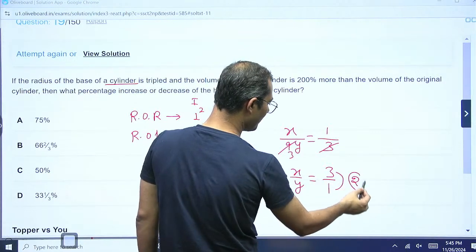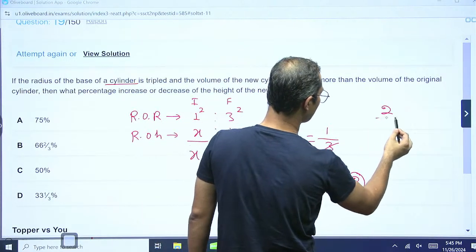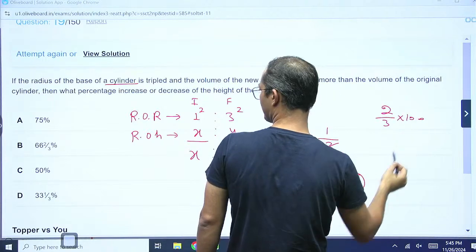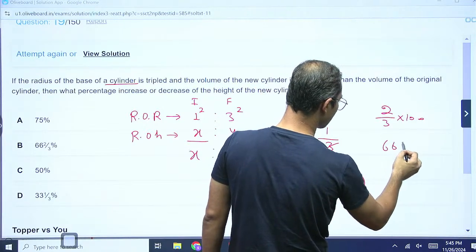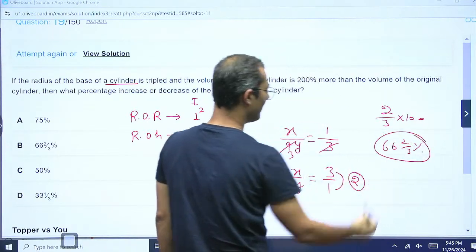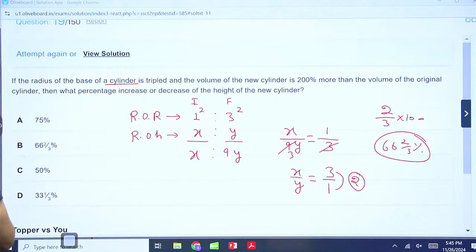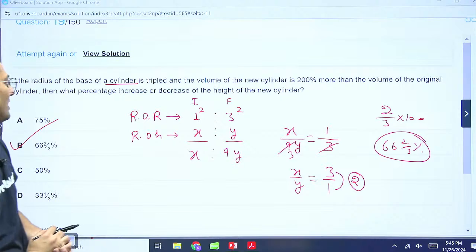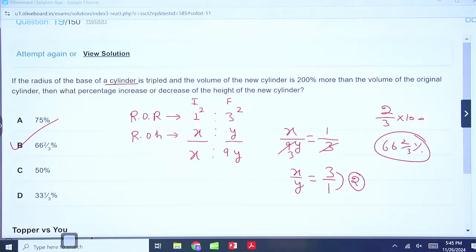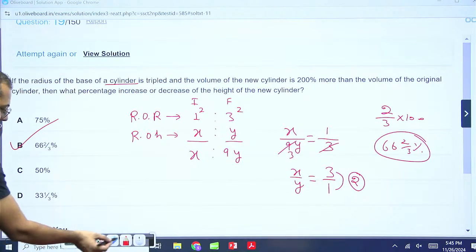So it is going to be decreased by 2. So we can say that 2 by 3 into 100, right? So it is going to be decreased by 66 2 upon 3%. So we can say that B part is the right answer. Yes, B part is the right answer.